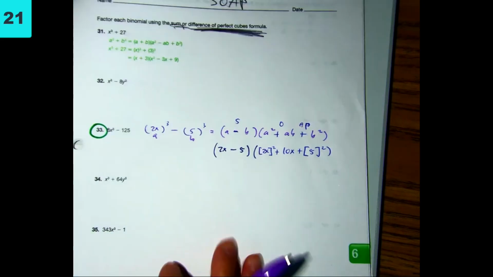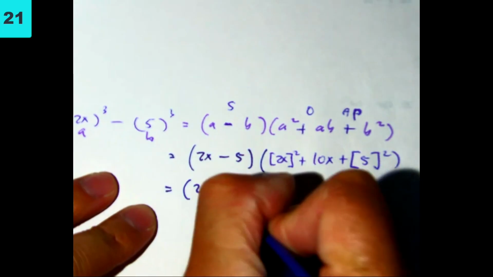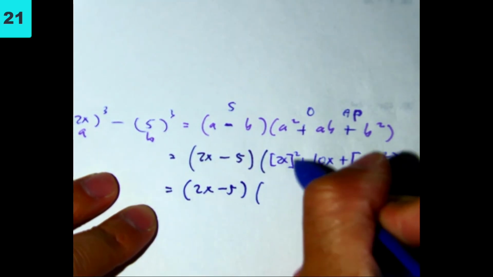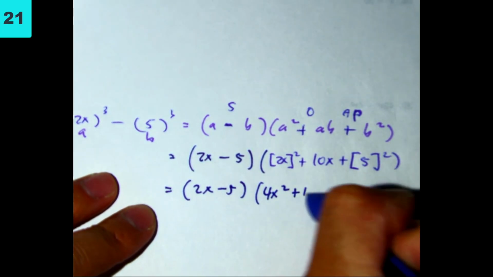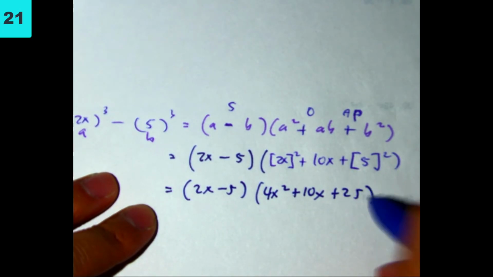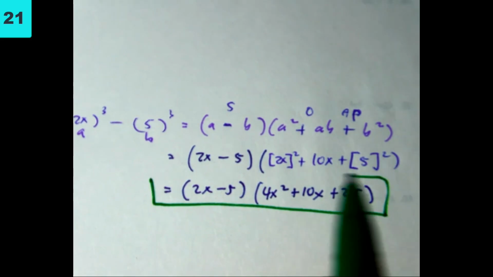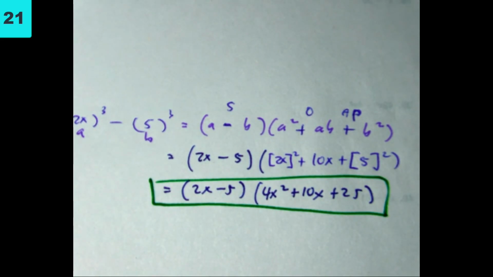If I clean this up, my final answer is going to be 2x minus 5. 2x squared is going to be 4x squared. And 5 squared is 25. So in this problem, it is a difference of cubes. Get your a and b value, write down your formula, and substitute in SOAP.